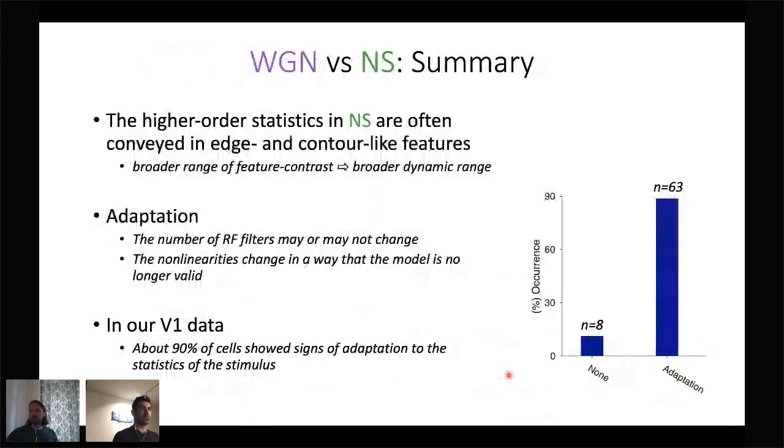Now, taken together and to wrap up, the cells that showed an adaptation effect in our population of V1 data as a result of the change in the stimulus statistics were about 90%, which were in the forms of a possible change in the number of receptive filters and a change in the feature contrast response functions. Among these cells, more than 95% of them showed a significant amplification in their response functions within the low feature contrast range when the stimulus was switched from natural scenes to white Gaussian noise.